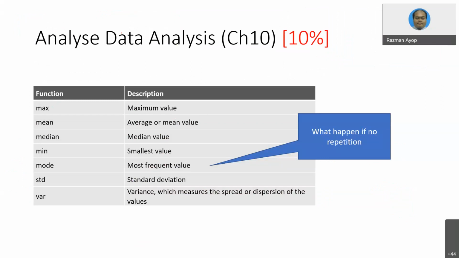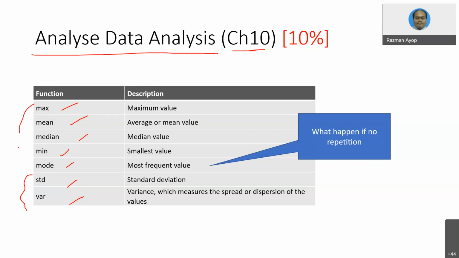Okay, and then this one is still a new topic. Data analysis, chapter 10. You have maximum, minimum, median, mean, mode, standard deviation, and variance. Make sure you know what they all mean. I think for standard deviation and variance, no need to worry too much. It's quite difficult to calculate, but you need to know what the mean, max, min, median, and mode functions do.